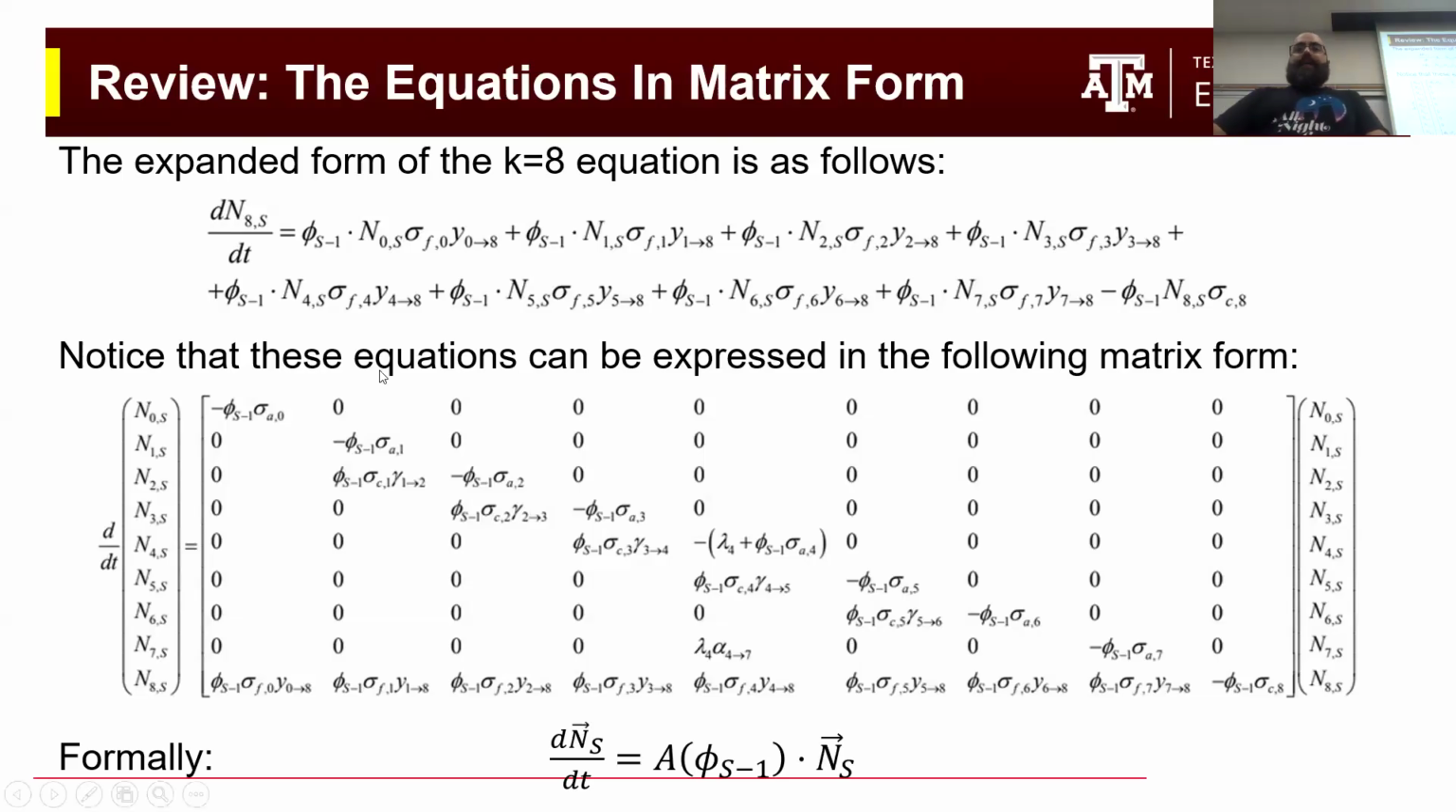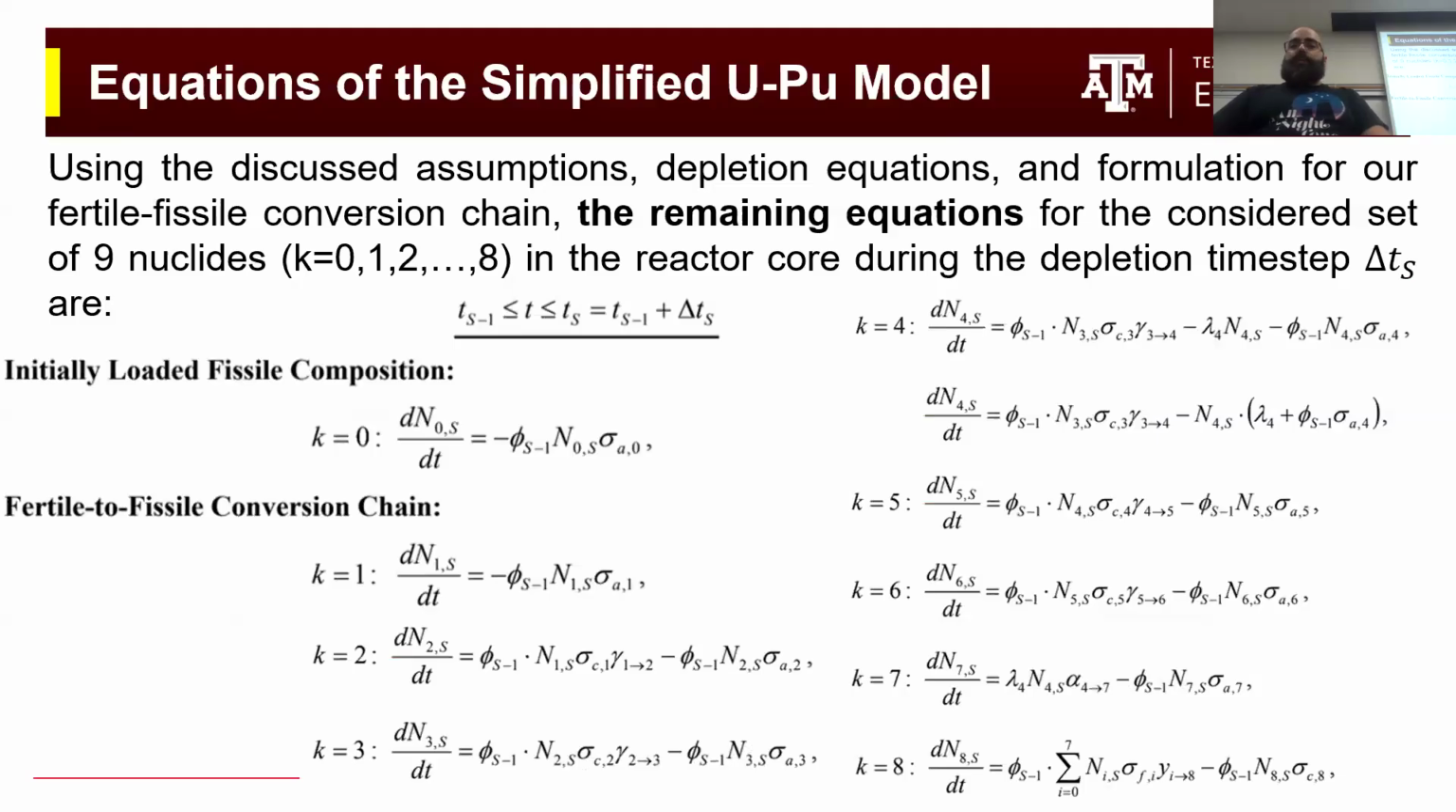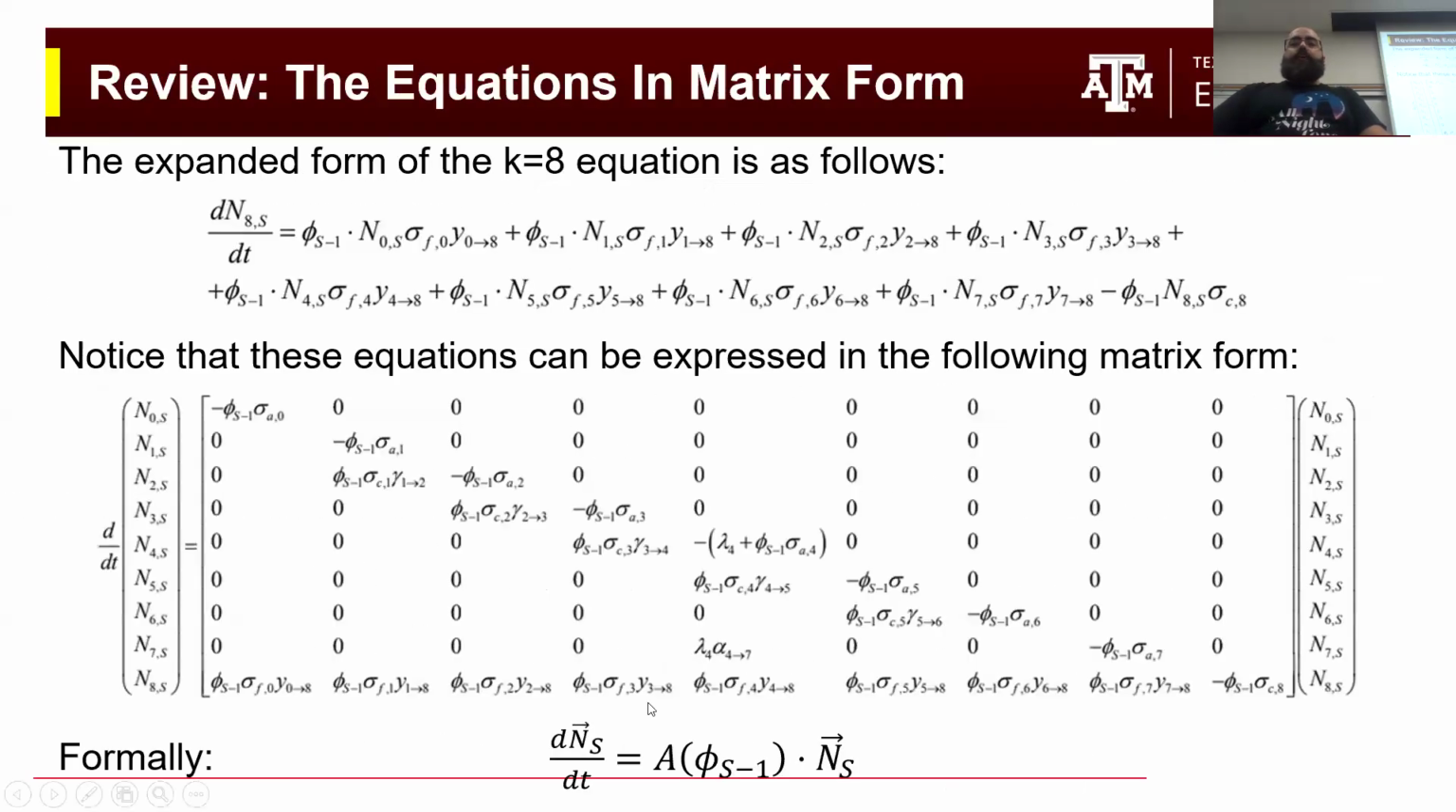For isotope 8, which would be our pseudo-fission products, there's a bunch of terms here because we're accounting for the fissioning of all of the different isotopes in our chain that end up producing these pseudo fission products. These were the individual equations for each isotope, and based on the form of these equations, you could group them all into a matrix. That's what this is showing.